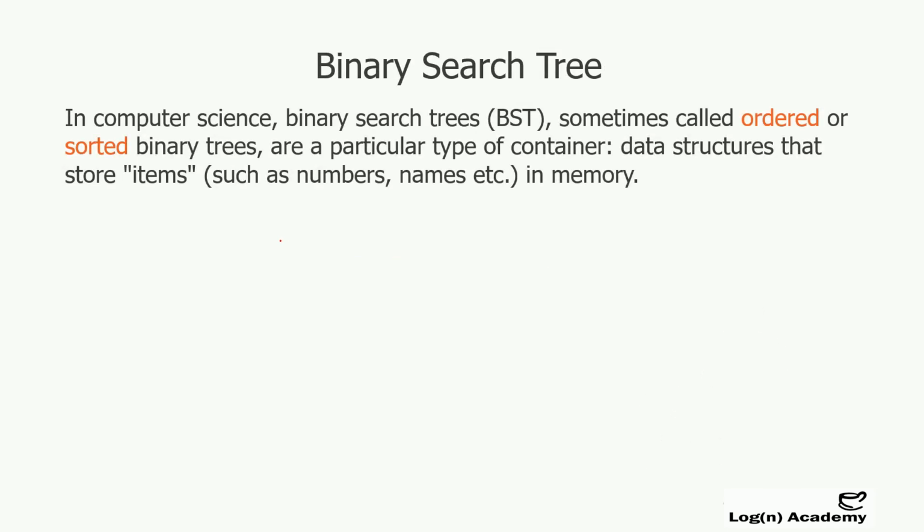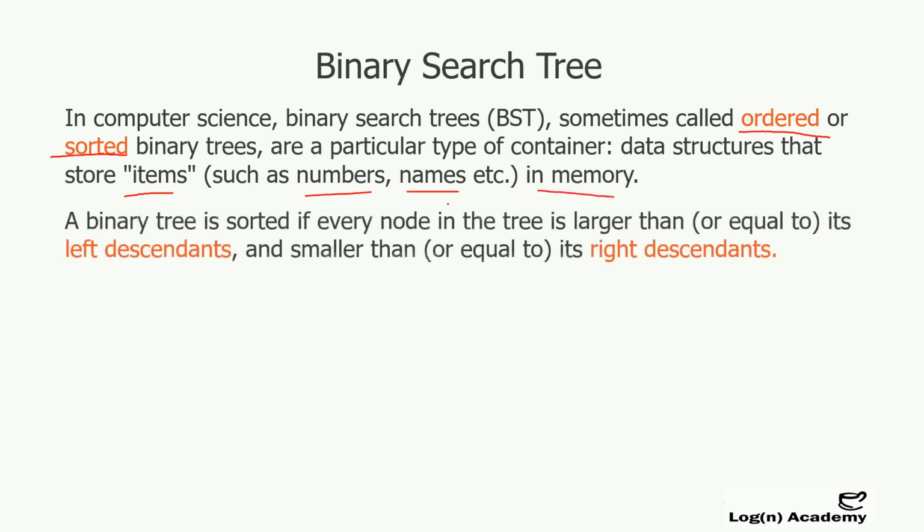Now let's look at the binary search tree. In computer science, binary search trees are sometimes called ordered or sorted binary trees. They are a particular type of container, a data structure that stores items, such as numbers, names, etc. in memory. A binary search tree is sorted if every node in the tree is larger than or equal to its left descendant, and smaller than or equal to its right descendant.